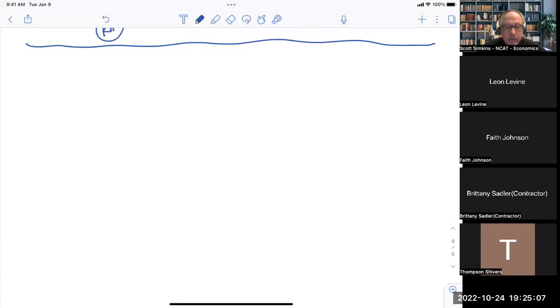All right, so let me actually, I'm working on my laptop, so they're layered on top of each other.